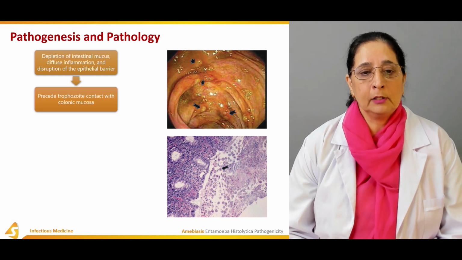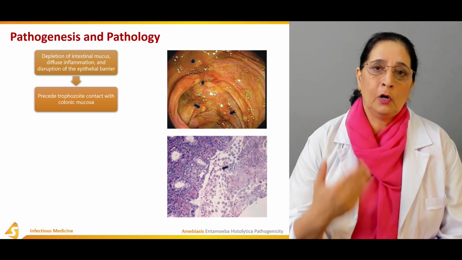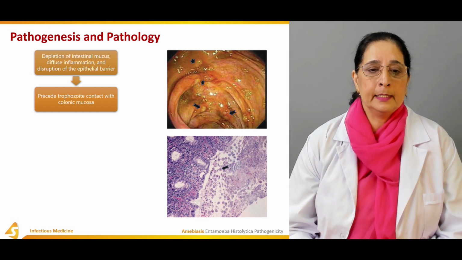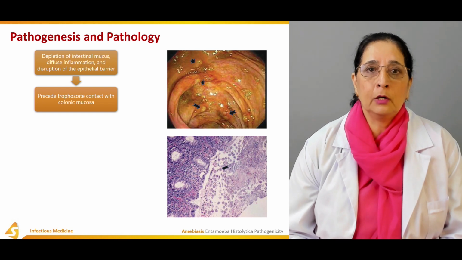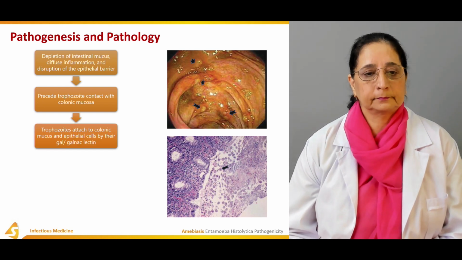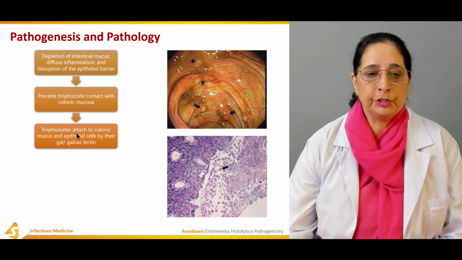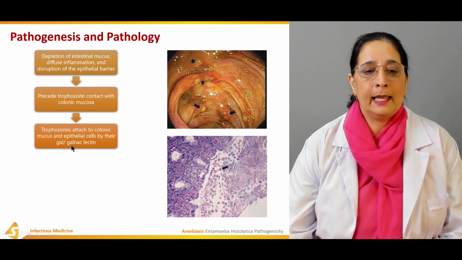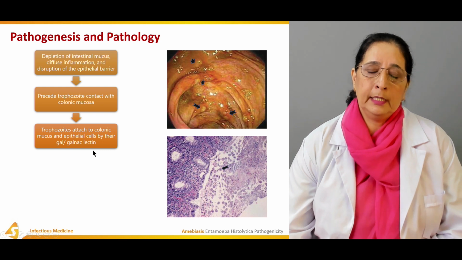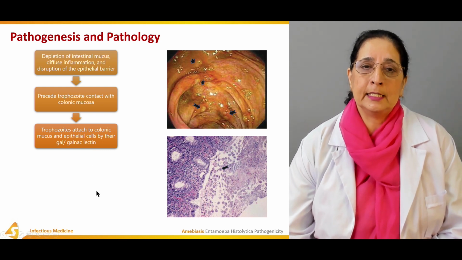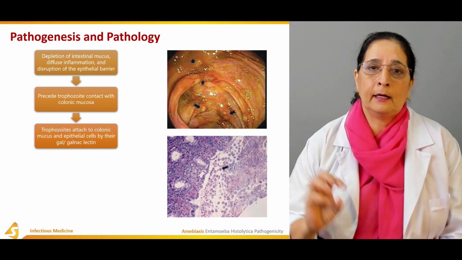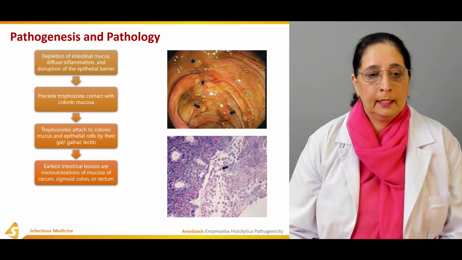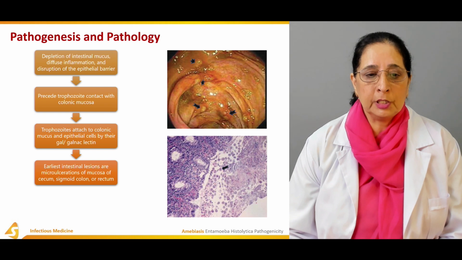These changes precede trophozoite contact with the colonic mucosa. So all these changes occur before the trophozoite comes in contact with the colonic mucosa. Trophozoites attach to colonic mucus and epithelial cells by their GalNAc lectin. So the GalNAc lectin is present in the trophozoite, by which they attach to the mucus and epithelial layer.